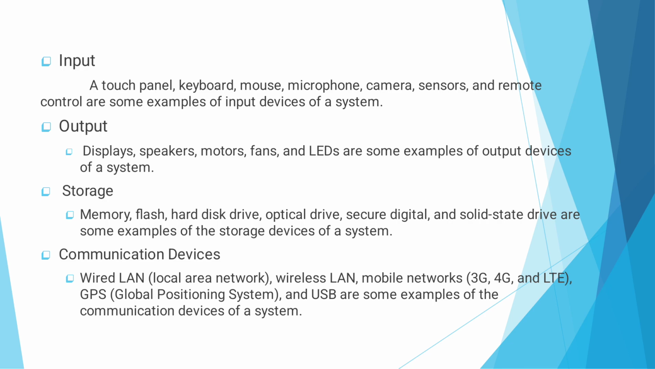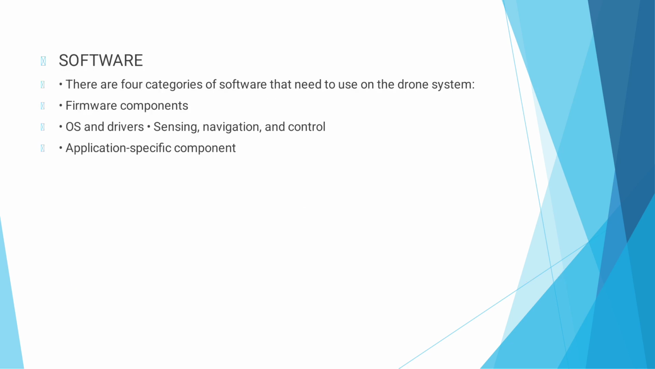Then storage: memory, flash and hard disk drive, optical drive, secure digital and solid state drive are some examples of the storage devices of a system. Then communication devices: wired LAN, that is local area network, then wireless LAN, mobile networks, that is 3G, 4G and LTE, GPS, global positioning system, and USB are some examples of the communication devices of a system.